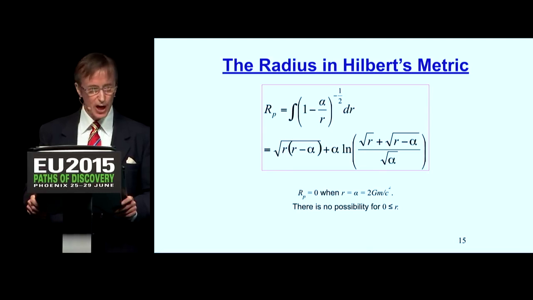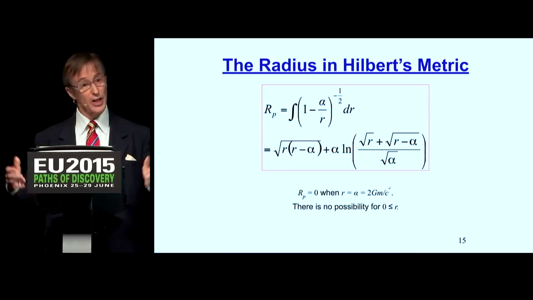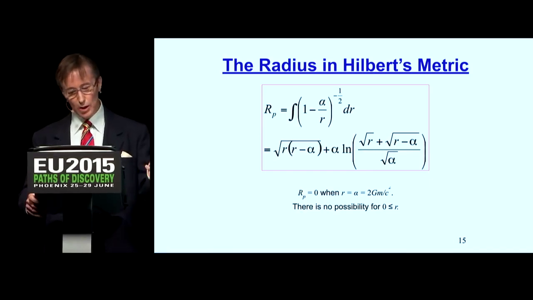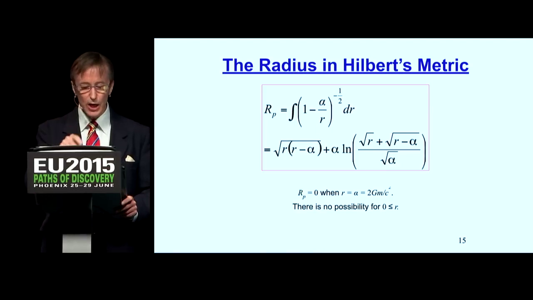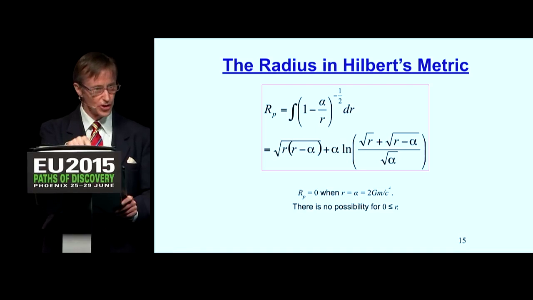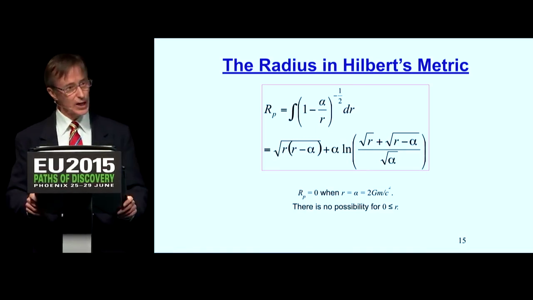When r equals alpha, and in the case of Hilbert, he assigns alpha to be GM over c squared, and then he makes c and G 1. Well, Rp is 0. That's the radius. So that means when r equals alpha, or 2GM over c squared in the case of Hilbert, this equation is 0. The radial distance is 0. So that means that's where the origin of this geometry is located, and there is no possibility for r going less than 0.